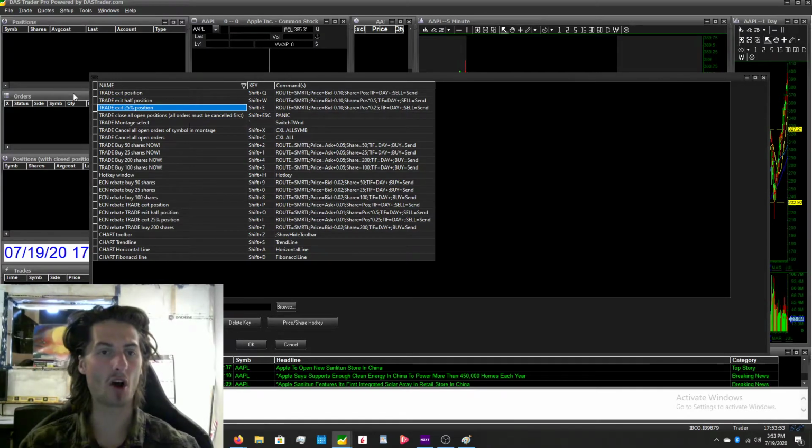This is one of the stock hotkeys that comes with Dash Trader. Close all positions and all orders must be canceled first, which is Shift Escape key. That closes all the positions you currently have open.